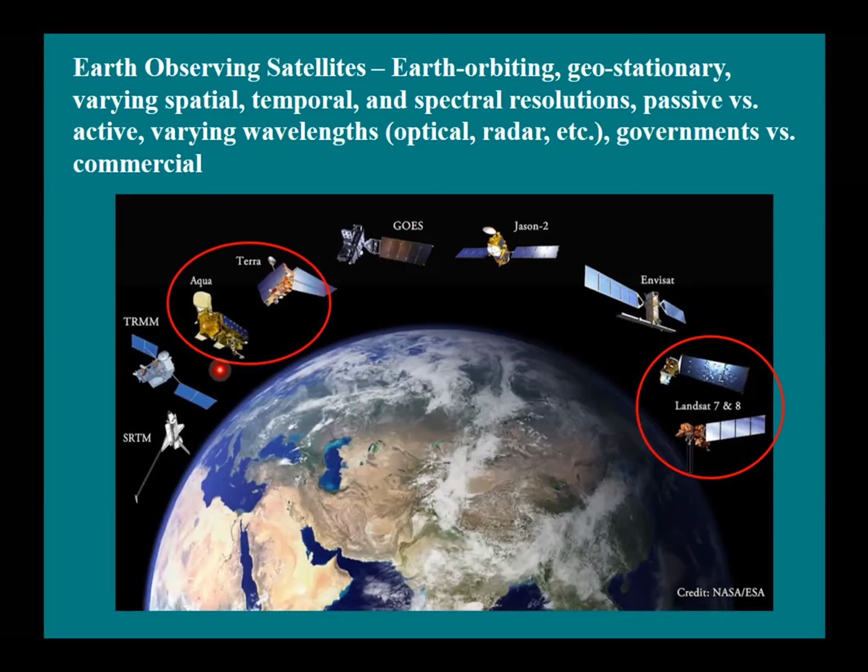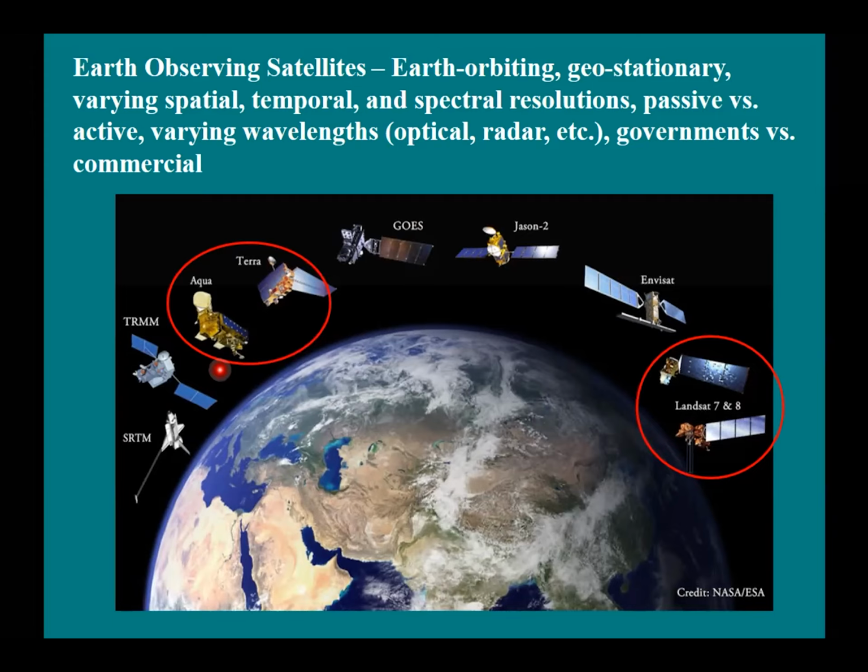Some of these sensors are passive and they're just collecting information that is reflected or emitted from the Earth's surface. Some of the sensors are active, meaning they are sending something. So they may be sending a laser or radar signal that is then getting bounced off of a surface and then coming back to the sensor for recording.